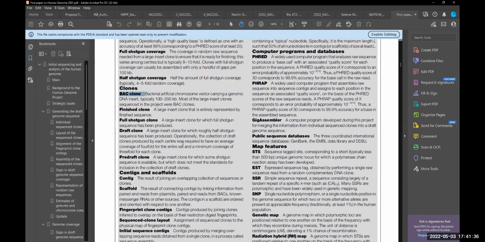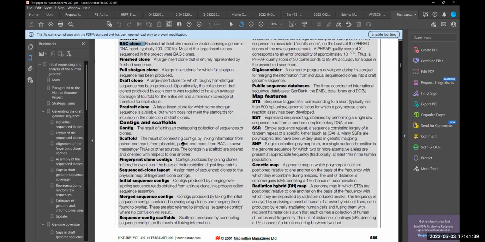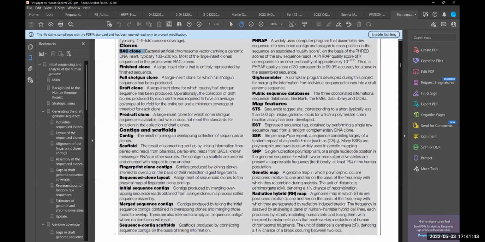So what is SNP? SNP is single nucleotide polymorphism, a single nucleotide position in the genome for which two or more alternative alleles are present. So this is very important. There's a lot of variation in human individuals. It could lead to disease, or it could be not part of a disease. But SNP, single nucleotide polymorphism, is very important to understand evolution. It's also important to understand the function of a protein, right?